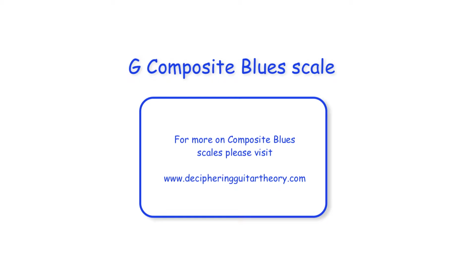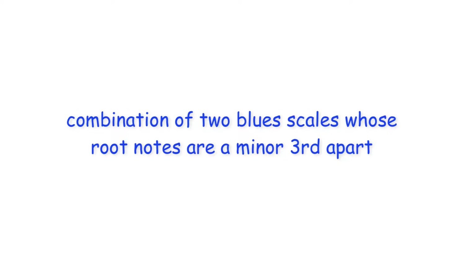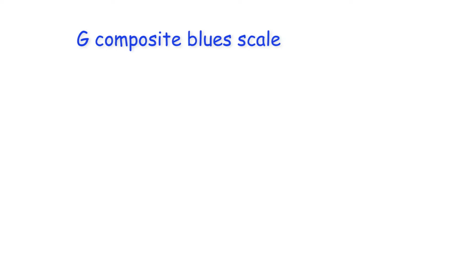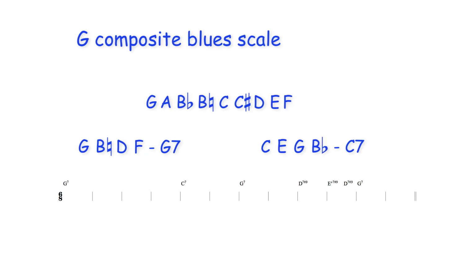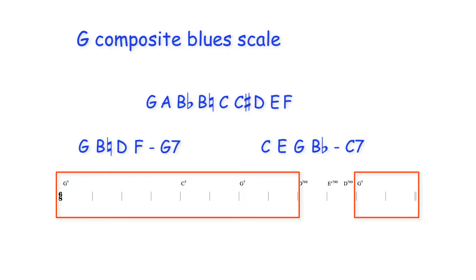The first of these scales is the G composite blues scale. The composite blues scale is a 9-note scale which can be thought of as a combination of 2 blues scales whose root notes are a minor third apart. The G composite blues scale, for example, comprises notes from the G blues scale and the E blues scale. Because the G composite blues scale contains both the notes B flat and B natural, it can be used to outline the tonic and subdominant harmonies through bars 1 to 8 and 11 and 12 of the progression.